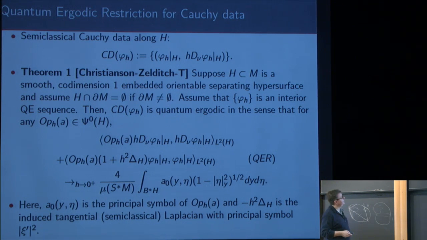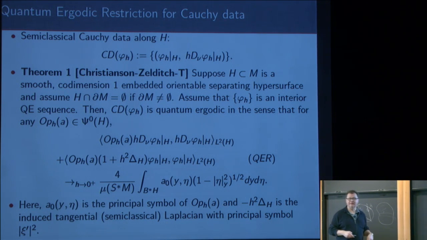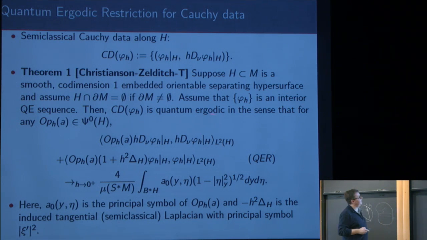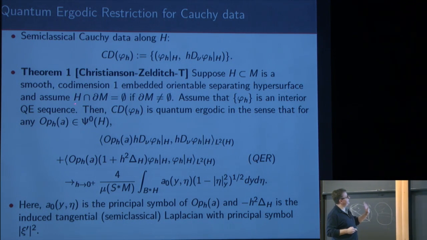So here you pay a price. The price is a heavy price because you now have to include both sets of data. But you can link the equidistribution theorem you have along H directly to QE sequences. So this is important, right? So here, if you take any interior QE sequence, so it's an interior sequence that is equidistributed. Interior means on the entire manifold? Or on the hypersurface?